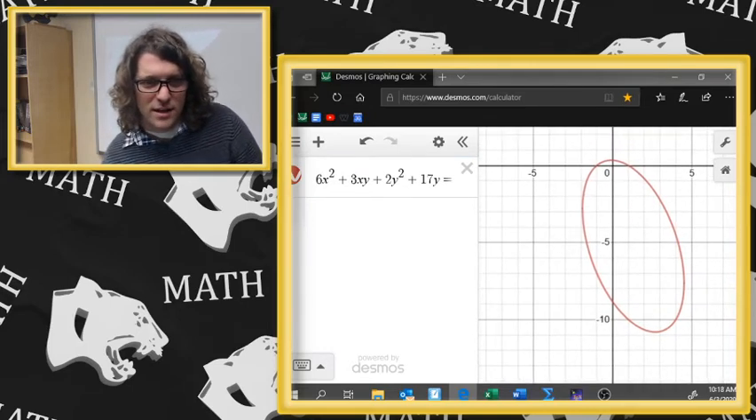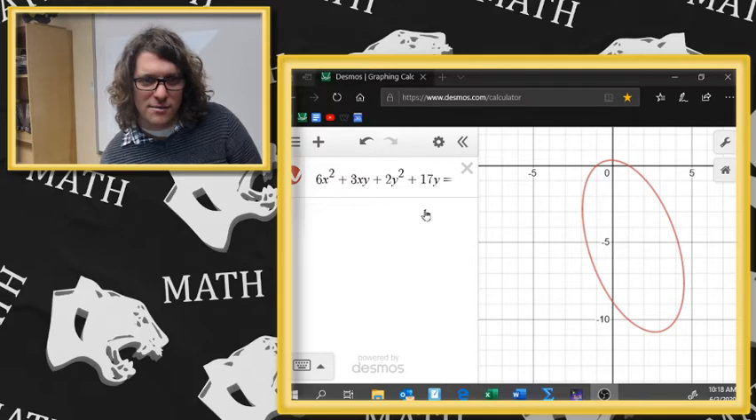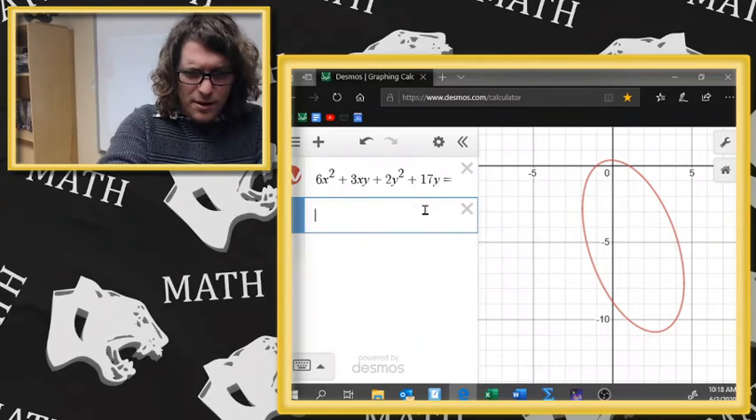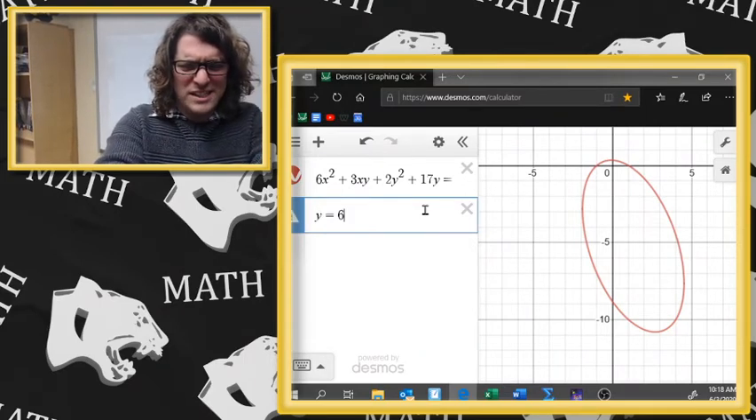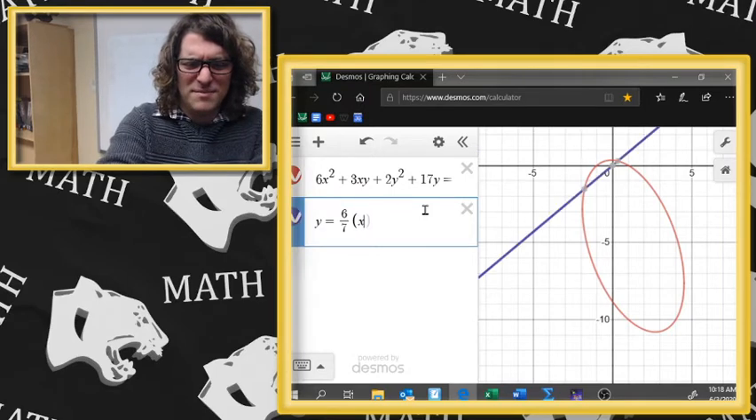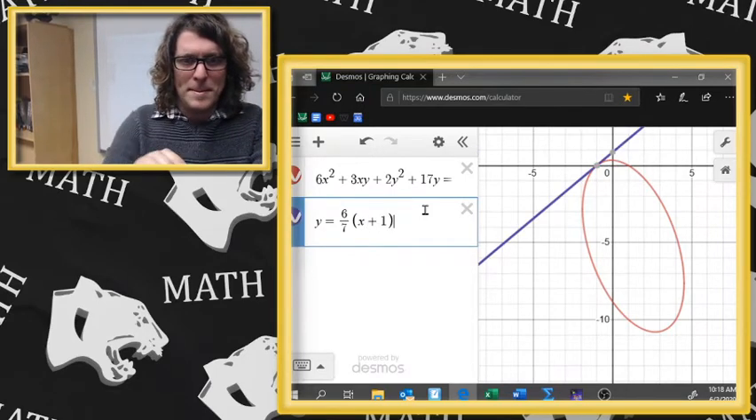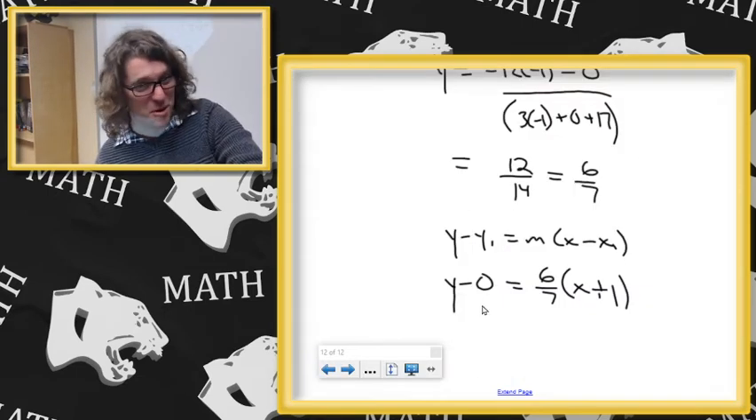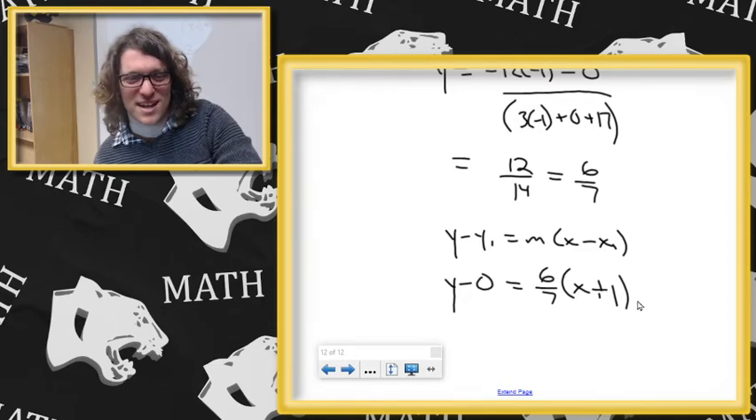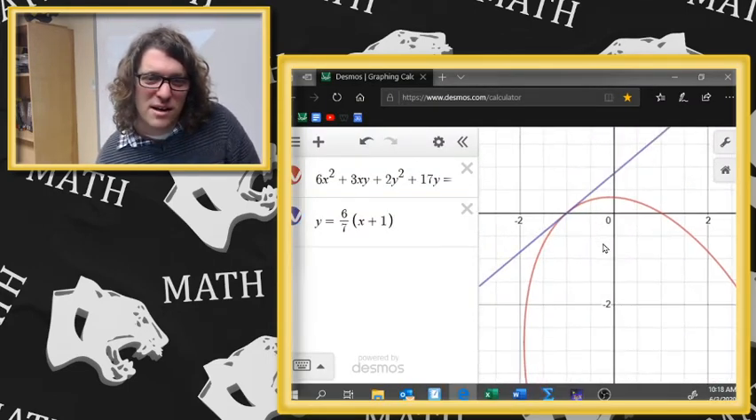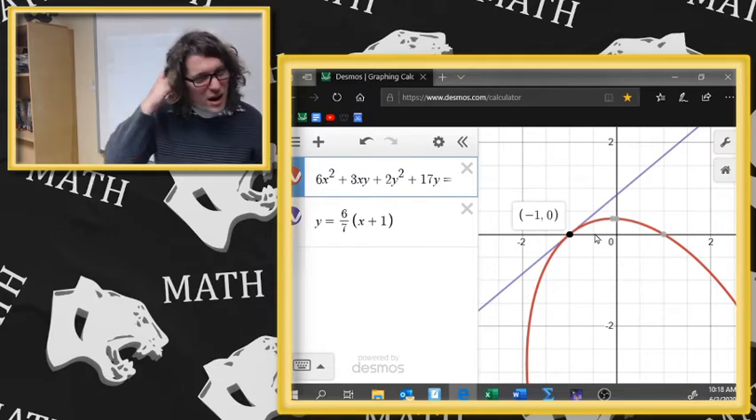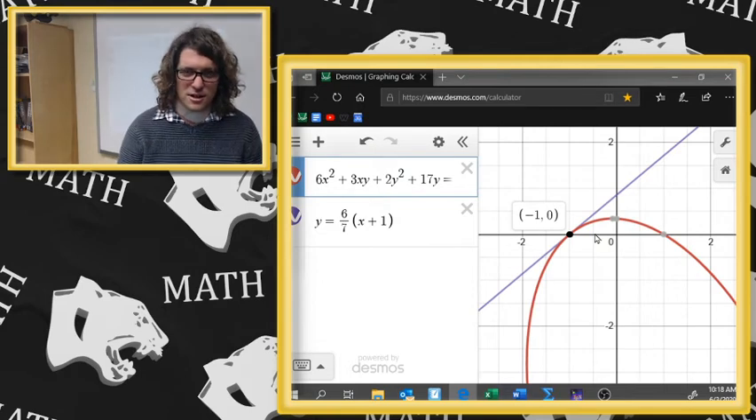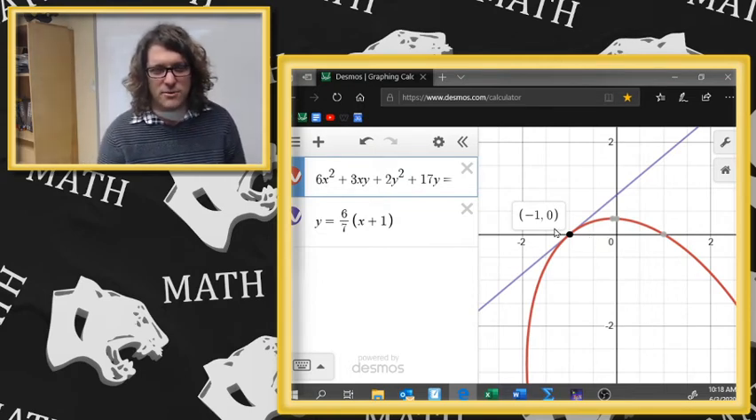That's kind of nice. All right, and then we are going to plot our point that we got, which was y is equal to 6/7 of x plus 1, maybe? All right, pretty sure that was the case. I'll just double check, although the picture looks good, so I'm hoping it is. y is equal to 6/7 x plus 1. And so right up here, at the point -1 comma 0, we get a really nice line that is the tangent line at that point. So it looks like we were successful.